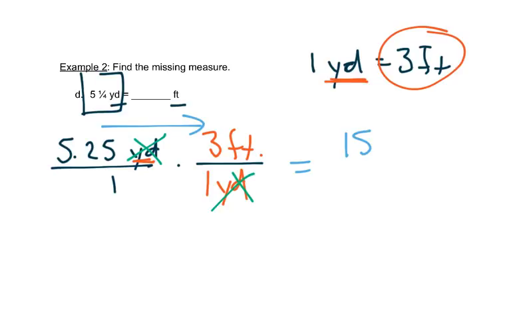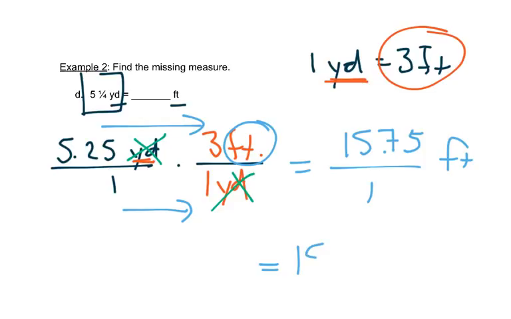5.25 times 3 is 15.75. There's a feet at the end. And then 1 times 1 is 1. So we get 15.75 feet.